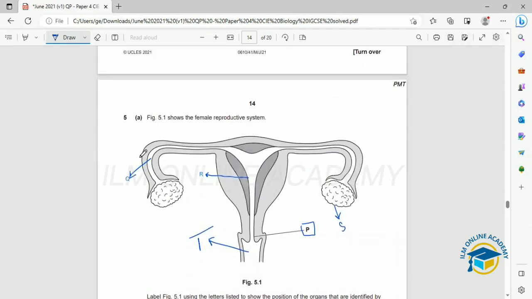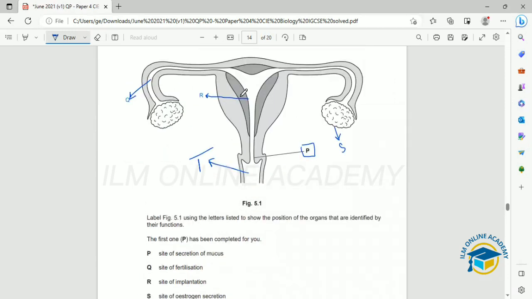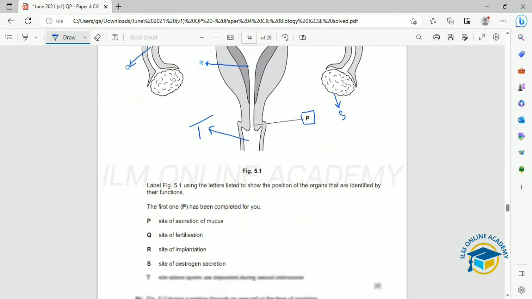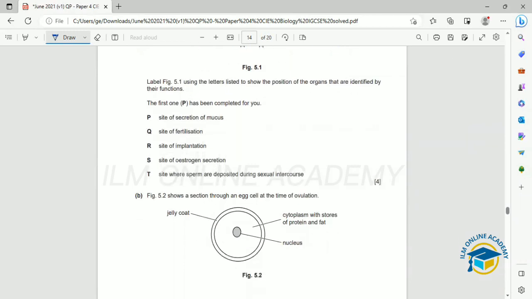Fertilization takes place in the fallopian tube, right? In the fallopian tubes, the egg and sperm are going to combine, and fertilization would take place. So we say that the site of fertilization is the fallopian tube, and we have labeled it with Q. Then site of implantation. So remember that implantation takes place in the walls of the uterus, and then the next thing is site of estrogen secretion. Estrogen secretion we have labeled here as S, and then T, the site where sperms are deposited during sexual intercourse, and that is the vagina, that is T.